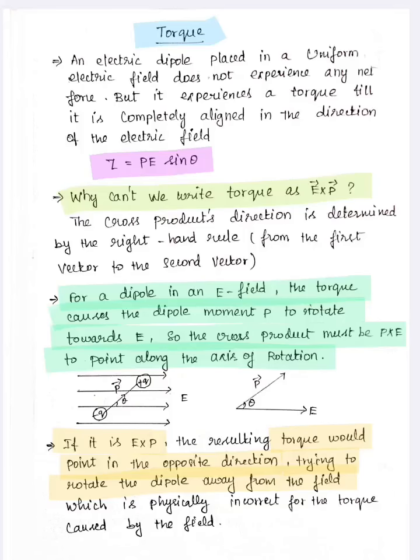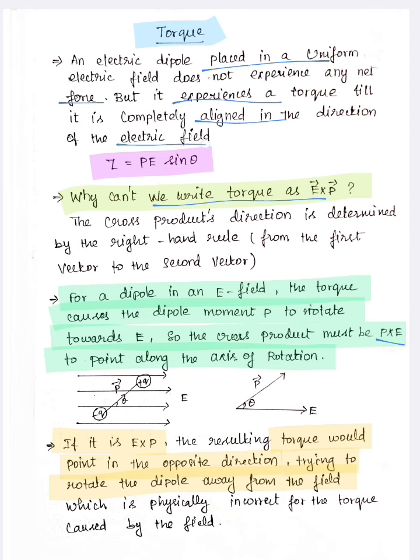Hello students, today we see why we can't write the torque as E cross P, and why we must write it as P cross E. We know when we place the dipole in a uniform electric field, the dipole experiences equal and opposite forces. So the net force acting on the dipole is zero, but the dipole experiences a torque. This torque rotates the dipole and tries to align the dipole along the direction of the electric field.